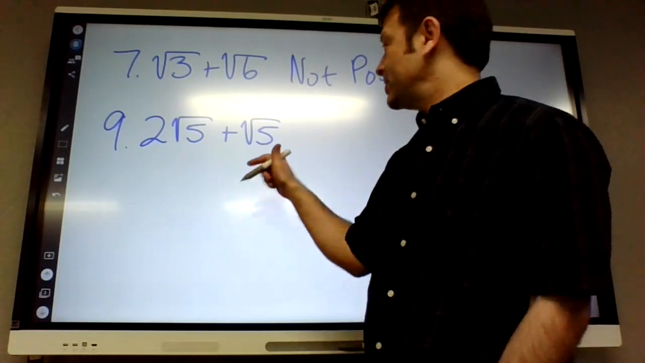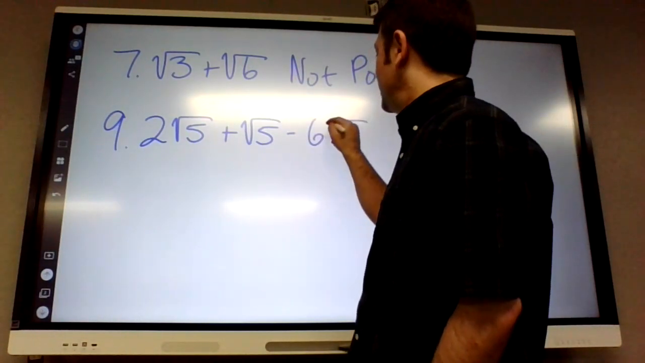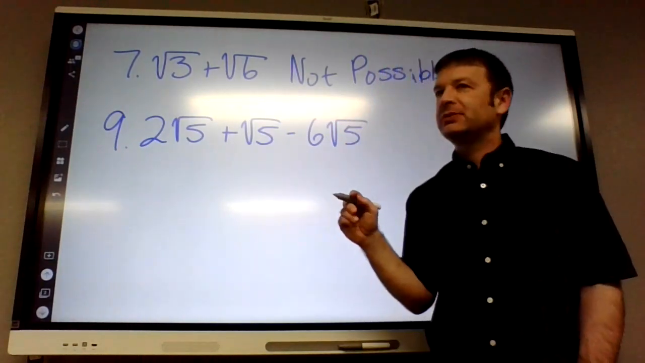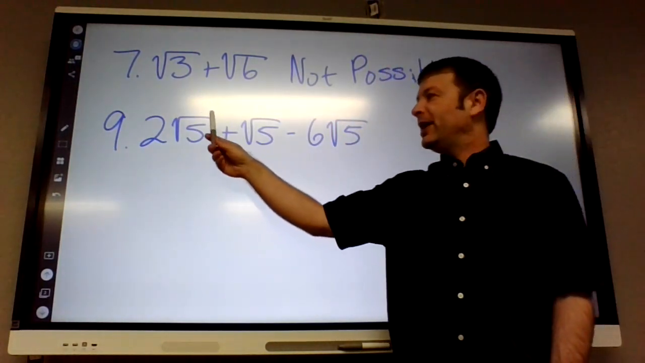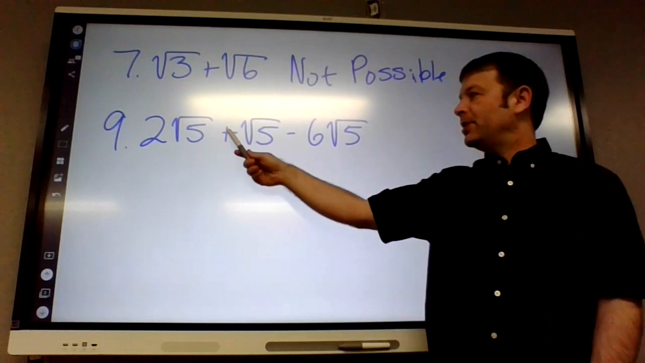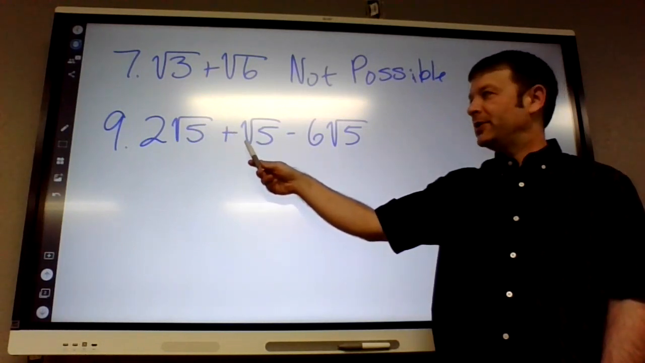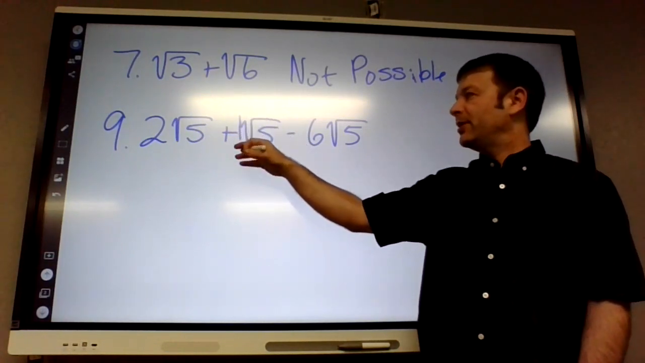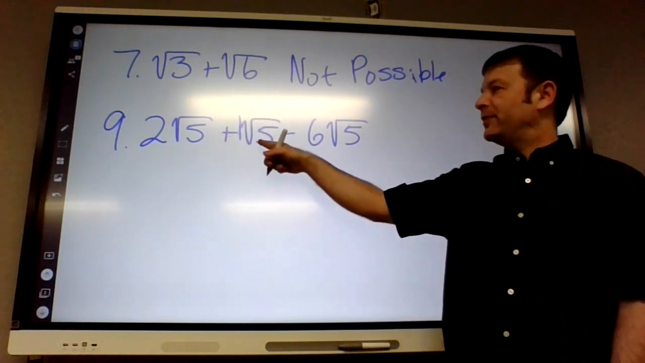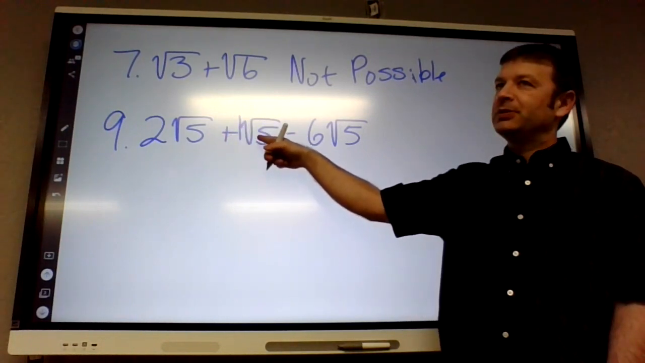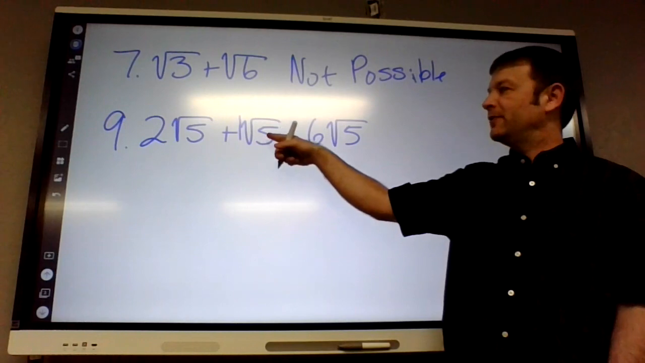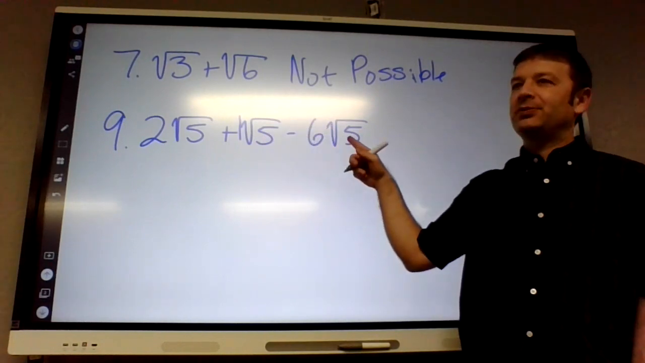Okay, yeah, I lost my place. Minus 6 square root of 5. Okay, do these mix? Yes. So we have 2 of them plus 1 of them. It's kind of an invisible 1 right there, right? 2 of them plus 1 of them makes 3 square root of 5 minus 6 square root of 5.